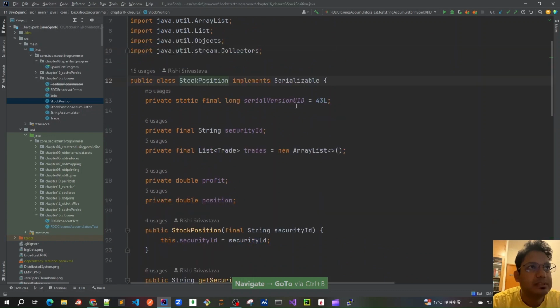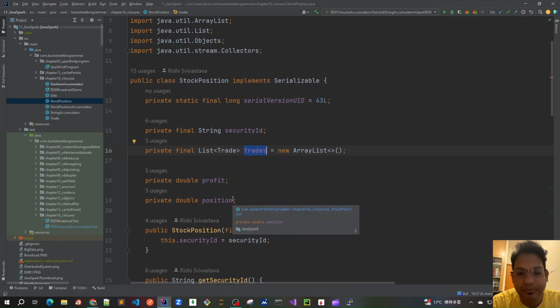Let's go to stock position first. So stock position is a simple class which implements serializable. This is very important. Otherwise, it will not work in the accumulator class. And it only has this security ID, in our case, Apple, and the list of trades that we have to filter on. I mean, all the trades which we have only got for Apple. So in our test case, when we have got 6 trades, only 3 of the trades belong to Apple.